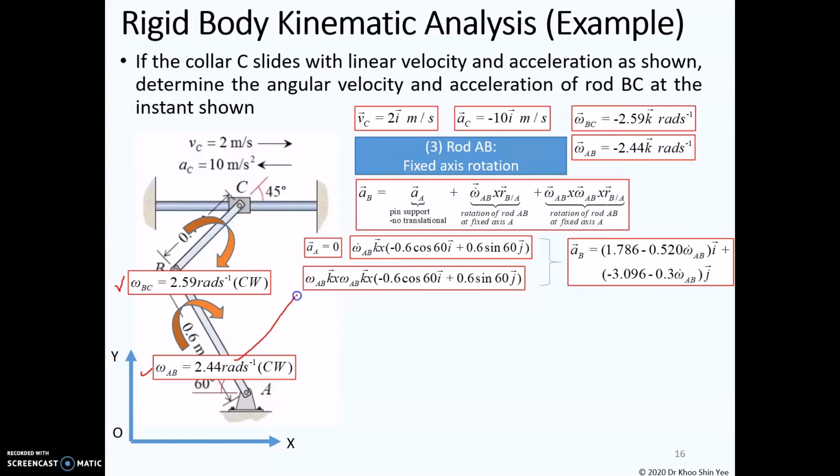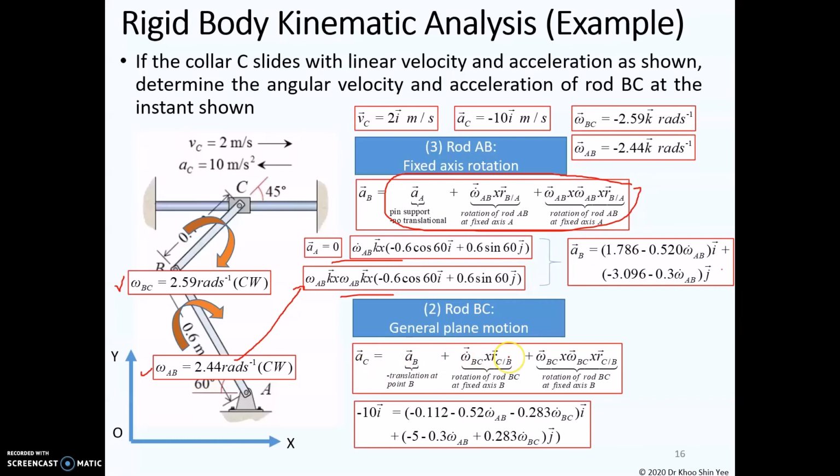So we can substitute the parameter omega AB inside this equation by calculating the acceleration component here using this parameter. Then you can obtain the acceleration of B equal to this answer. This is the acceleration equation obtained from rod BC. You can obtain the acceleration of B from here, substitute the RC with respect to B here, and also the omega BC from here. After performing the calculation, you should obtain this equation.